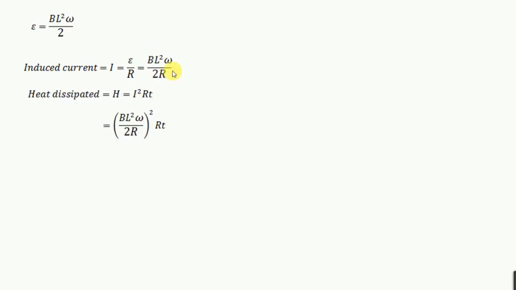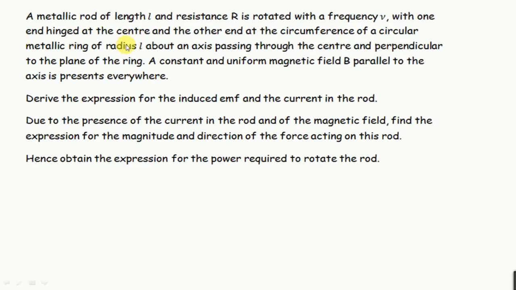Next, so this is the EMF. Now we'll find the current. So using Ohm's law, V is equal to IR, I is equal to potential by R. So here potential is EMF. If you put the value of EMF, this is the expression for current. Now heat produced is, this is Joule's law of heating, H is equal to I square RT. So I'll put the value of current. So this is square of this into RT. After squaring you'll get this, so you can cancel this R with one of the R in the denominator, and you'll get this.